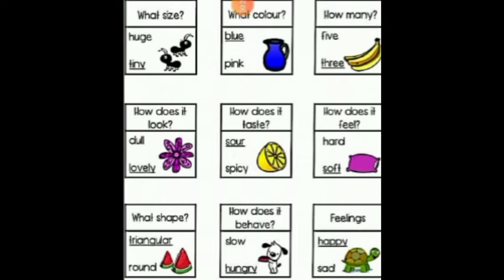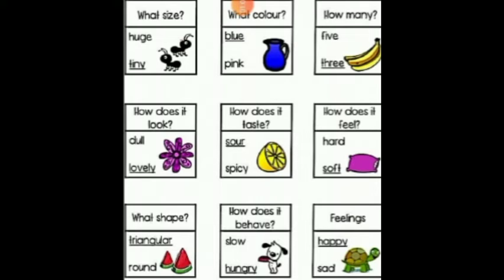Very good. Look at the next picture. It's a jar. What is the color of it? Is it pink or blue? Yeah, it's blue. Very good. So, the describing word for this noun jar is blue. Okay, how many bananas are there? Do you see 5 or 3? Yeah, there are 3 bananas. So the describing word we are using here is 3.